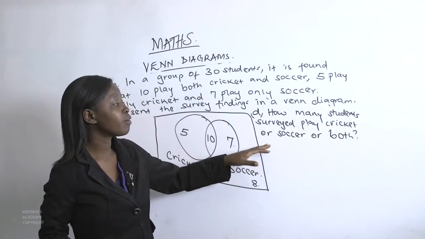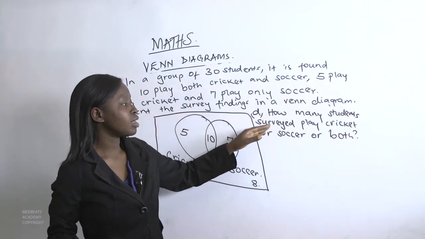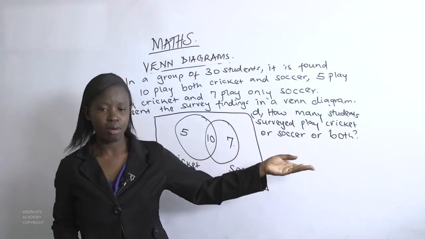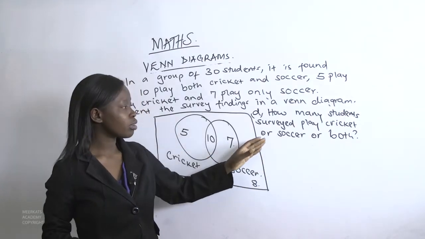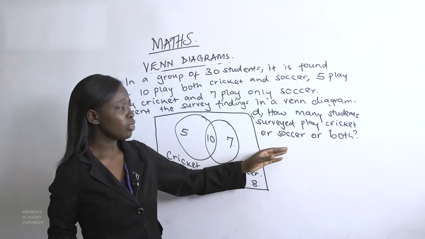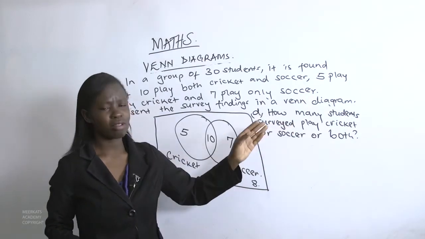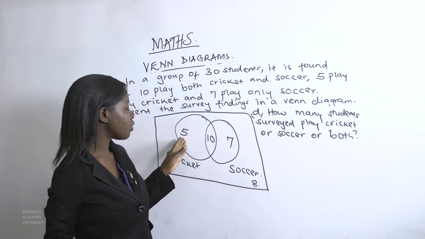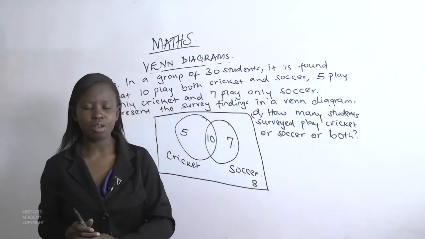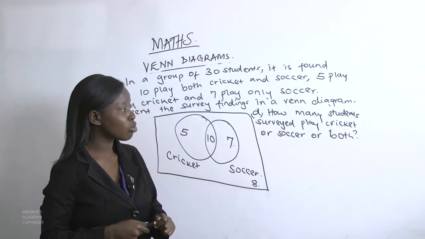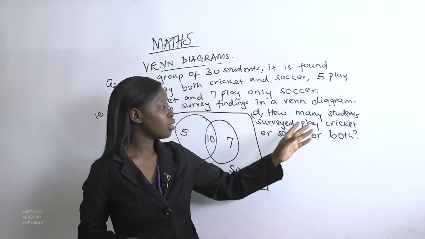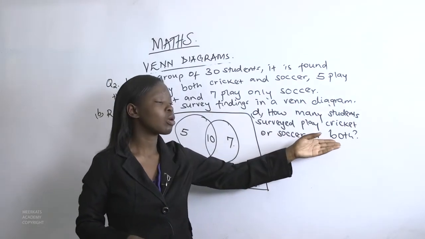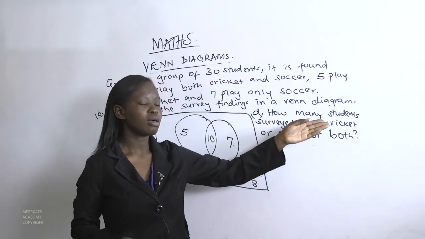So the question is, how many students surveyed play cricket or soccer or both of them? So the question is asking us. This is whereby our or is inclusive, meaning that the question is requiring us to find those students who are playing cricket, we find the students who are playing soccer, and at the same time get the students who are playing both soccer and cricket.